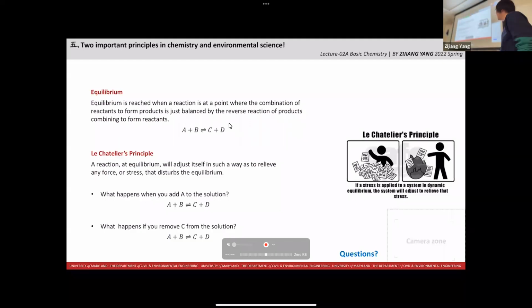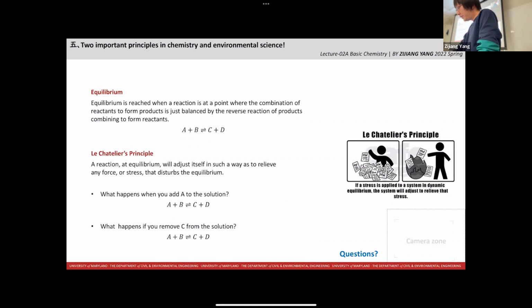Anyway, so the next principle is Le Chatelier's principle. I think that's a French name. Anyway, so first let's look at the equilibrium.